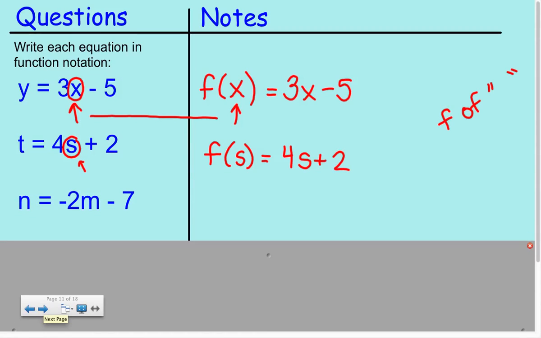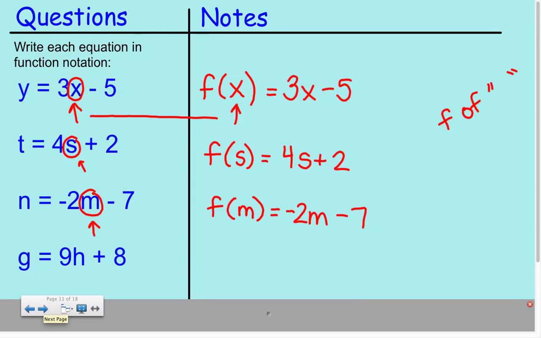Third example, n equals negative 2m minus 7. We've got that m there. That's what I'm going to circle this time. So that's what variable I always want. So f of m equals negative 2m minus 7. And last we have g equals 9h plus 8. Since the variable is an h, when I write my equation, f of h equals 9h plus 8.